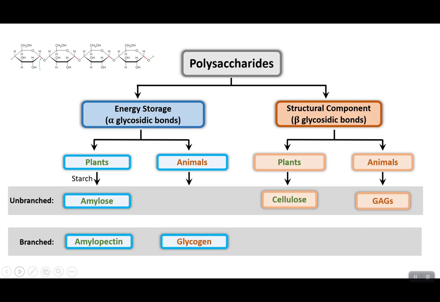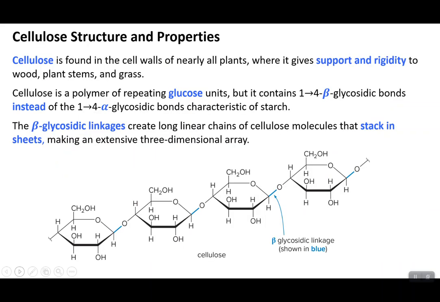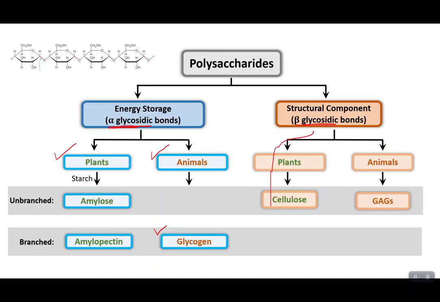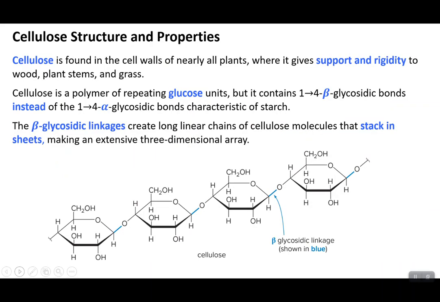All right, so we have looked at all of the polysaccharides involved in energy storage for plants. We looked at that for animals in the form of glycogen. And again, what all of these had in common is that they all contain these alpha glycosidic bonds. Now let's move on to talking about the structural polysaccharides. These are going to have beta glycosidic bonds. Let's start with looking at plants. So in plants, we are first going to look at this molecule here, which is called cellulose.